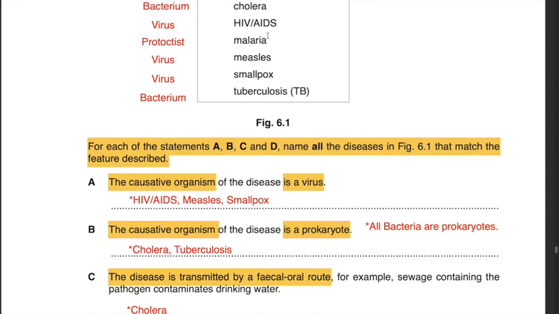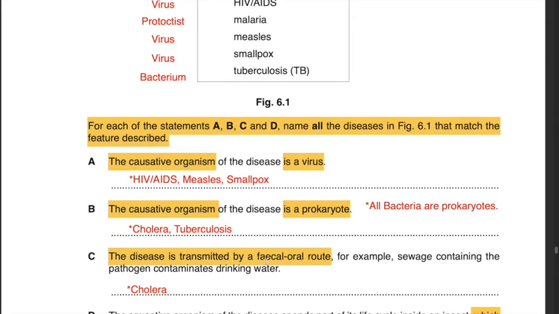Part B. The causative organism of the disease is a prokaryote. Remember, all bacteria are prokaryotes. Therefore, you have to mention diseases which are caused by a bacterium. Hence, cholera caused by a bacterium known as Vibrio cholerae, and tuberculosis caused by a bacterium known as Mycobacterium tuberculosis or Mycobacterium bovis. Hence the answer is cholera as well as tuberculosis.